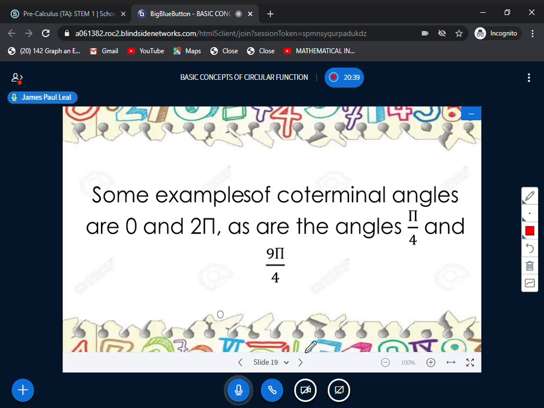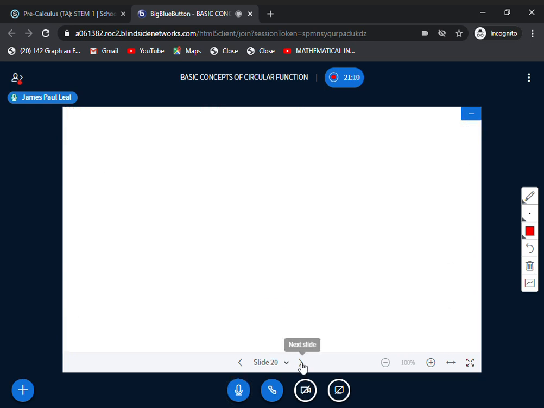For instance, some examples of coterminal angles are 0 and 2 pi. Okay, saan po ba yan? Ito po yung 0 niyo at ito rin po yung 2 pi niyo. Kasi nga pag umikot yan, 360 degrees, 2 pi po siya, right? So nag-coincide po doon, the same. Therefore, they are coterminal angles, as well as pi over 4 and 9 pi over 4.